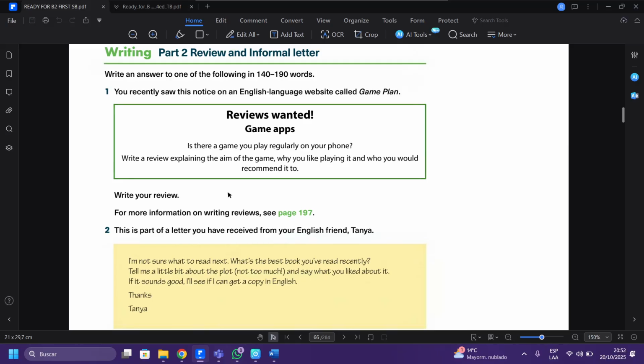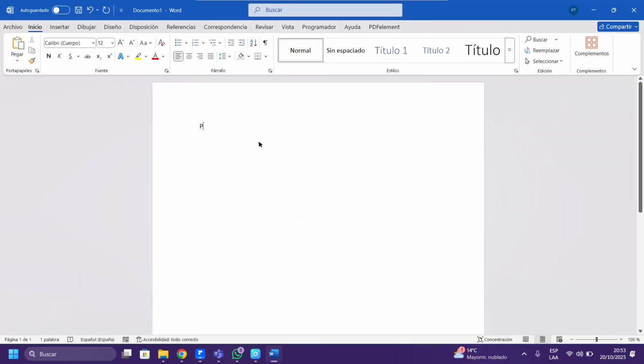Yes. Okay. So remember one more time. The task is this one that is in the green box. Review one of the game apps. Is there any game that you play regularly on your phone? You have to write a review explaining the aim of the game, why you like playing it, and who you would recommend it to. That is what we have to write about. So I think that a proper title could be The Best Game Ever Launched. It could be.